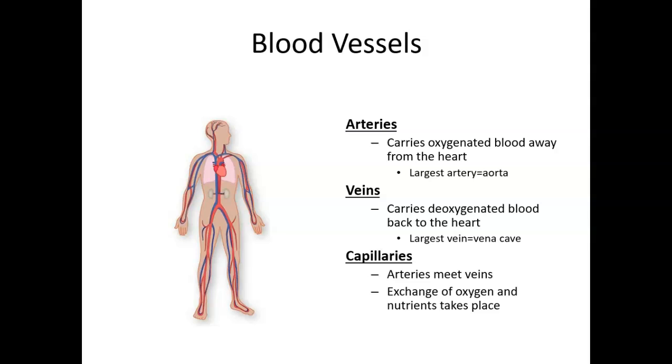So, blood vessels: we have arteries, we have veins, and we have capillaries. Arteries carry oxygenated blood away from the heart. The largest artery is the aorta. Veins carry deoxygenated blood back to the heart. The largest vein is the vena cava. Capillaries are where arteries and veins come together, and that's where CO2 is dropped off and switched out.